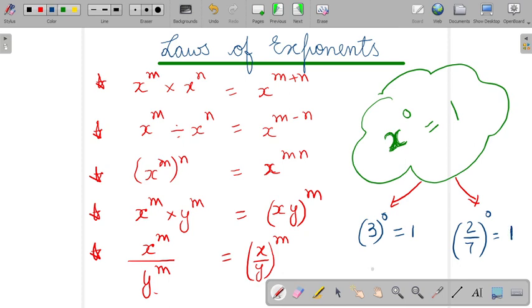So like this, there are many other examples in which you have to remember that anything power 0 is always equal to 1. I hope these laws of exponents are clear to all of you.